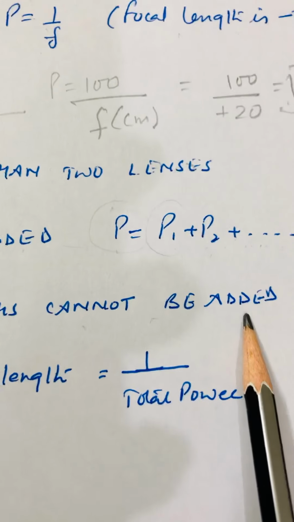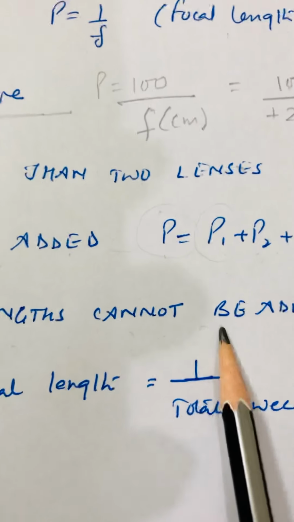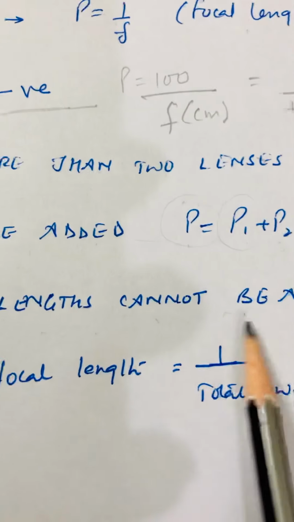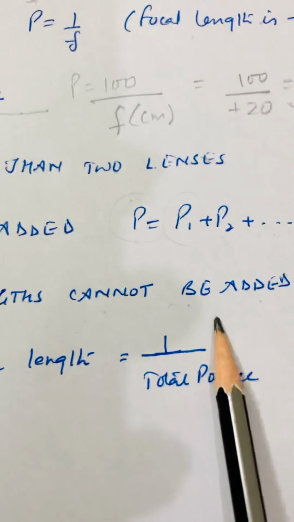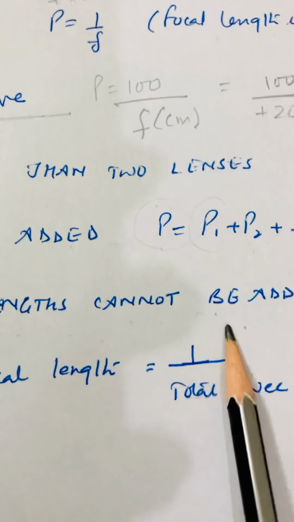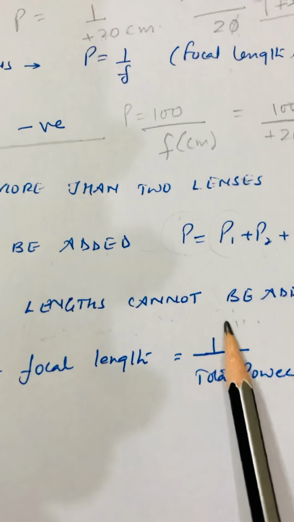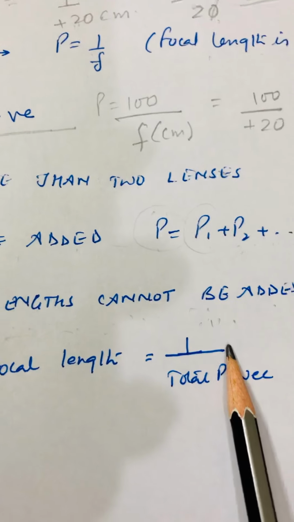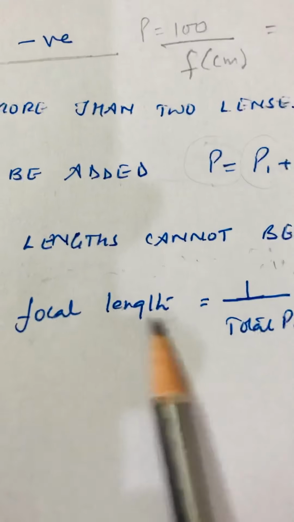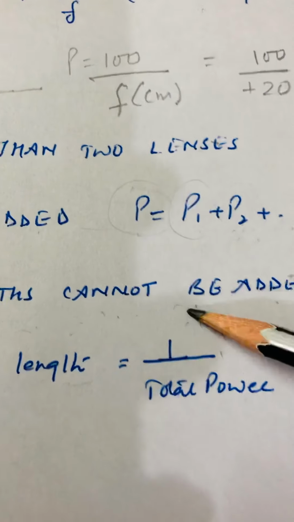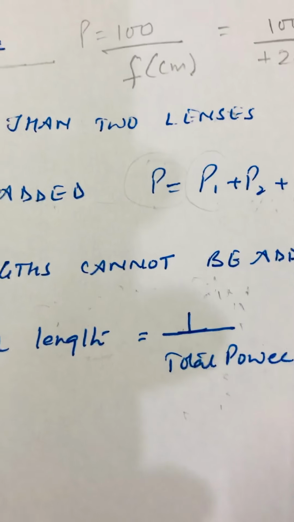You cannot add 2 or 3 focal lengths. Suppose there are 2 convex lenses and 1 concave lens. We are using all the 3 together. The 2 convex lenses have positive focal lengths and the concave lens will have a negative focal length. And if you are asked to find the total focal length of the 3 given lenses, then you cannot add the 3 focal lengths. You will have to find out the total power like this. Then total focal length will be calculated by taking a reciprocal of total power. Total focal length is equals to 1 upon total power.